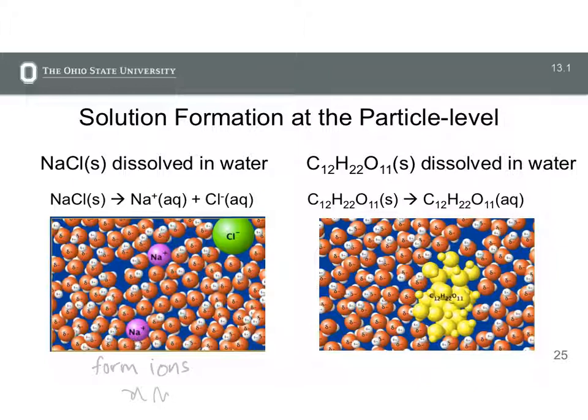When we dissolve that type of molecule with covalent bonds in it, we don't see any ions formed in many cases. Okay? That's not always going to be the case. But in the case of sugar here, no ions are formed.